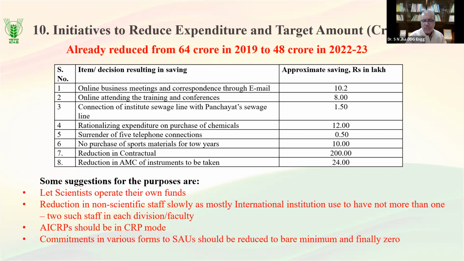So if we reduce those staff slowly, a lot of salary amount can be reduced. As Madam FA yesterday was telling how to reduce the salary amount. This is one way. And ICAR can think of a voluntary retirement scheme. Then also for AICRP, I suggest, and I have been suggesting for 3-4 years, that instead of giving salary to scientists, ICAR do the CRP mode, no salary, only a few SRF, a few contractual, and same centers, and slowly you have to move toward that. Commitment in various forms to SAUs should be reduced to bare minimum.